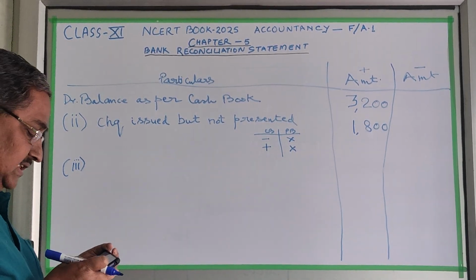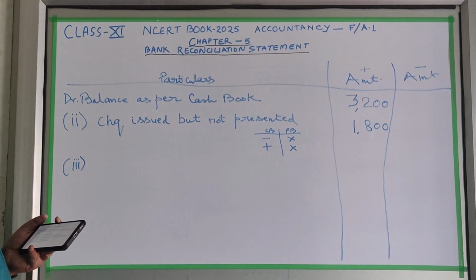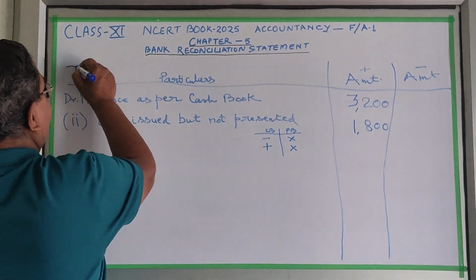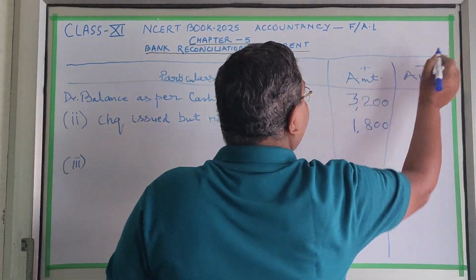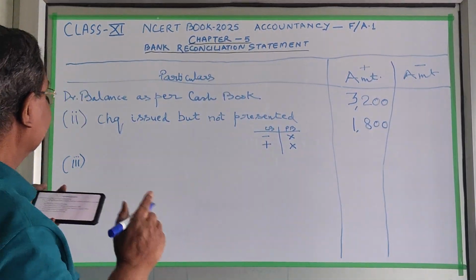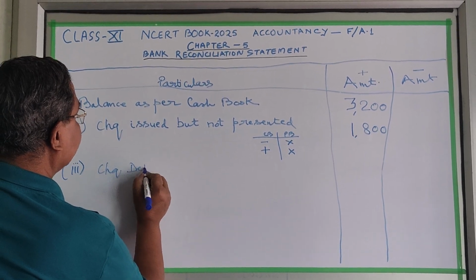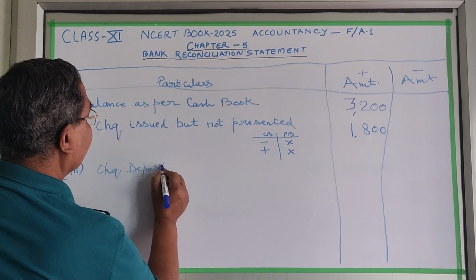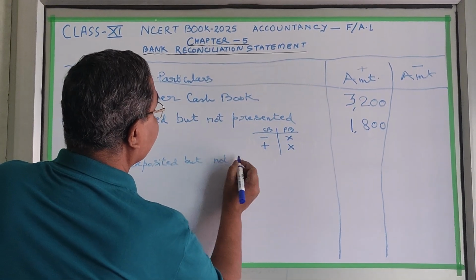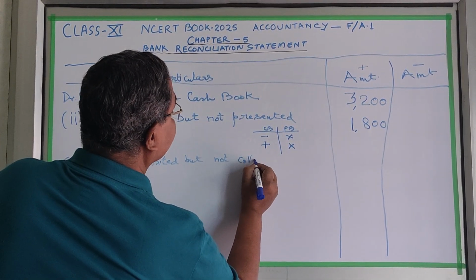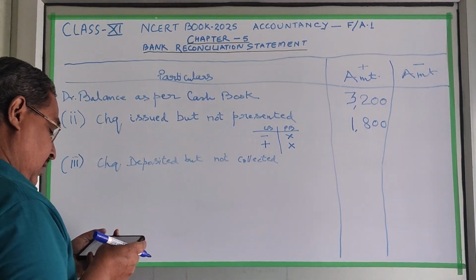Here, check deposited but not collected up to the date. Up to the date, the check was not collected. It means the check is deposited but not collected. Not collected means it is not deposited in the customer's bank account.